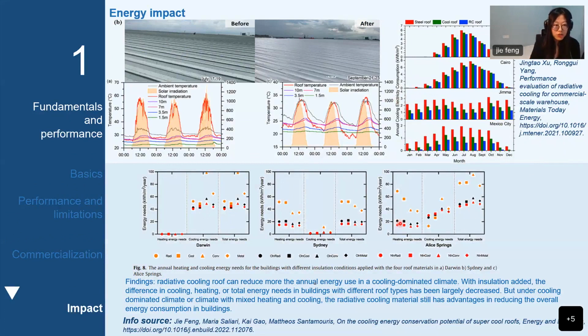In our recent research, we compared the energy saving potential of cool roofs in Australian cities during the year. We found that the radiative cooling roof can reduce more of the annual energy consumption in a cooling dominated climate. If we have insulation, the difference between different roofs can be largely decreased. This is pretty much our research outcome by using the energy simulation.